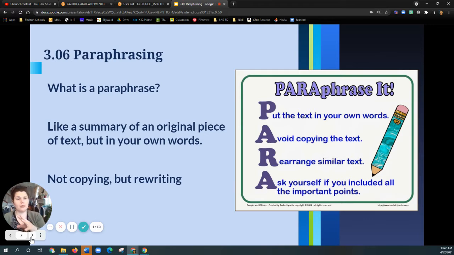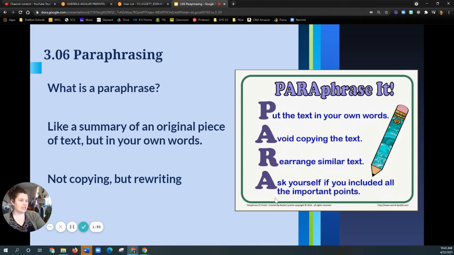Okay. So part one, here we go. What is paraphrasing? Paraphrasing is like a summary. It's not exactly the same, but it's pretty close. And it's where you take an original piece of text and you put it into your own words. So when you write something out, there's often a different type of language or style that you use when you read something, when you write something, as opposed to when you're talking to your friends. So a paraphrase is a chance for you to put the information that you read into common talk. Okay. It's not copying, but it's rewriting.